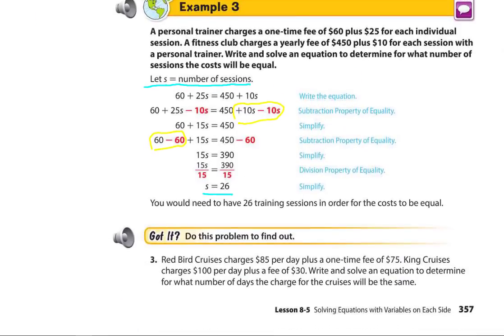So basically 1 session every 2 weeks. If you did that, it's worth going to the fitness club. It's worth paying that $450. If you're less than 26, you're better off paying the $60 to the trainer and paying $25 every time you go.